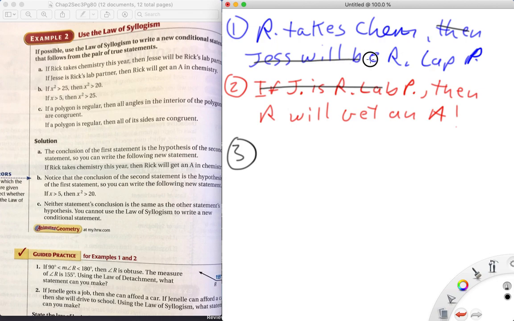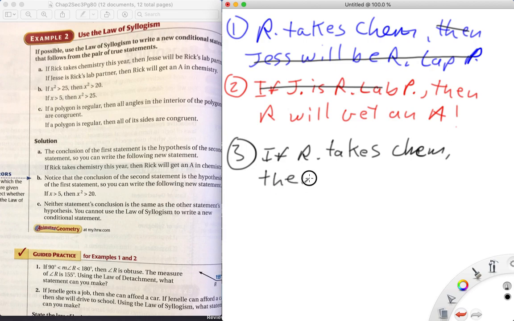So we can say if Rick takes chemistry, then Rick will get an A. Again, the conclusion of one conditional is the same as the hypothesis of the second one, so we can form a third one, which includes the hypothesis of the first conditional and the conclusion of the second. That is the law of syllogism.